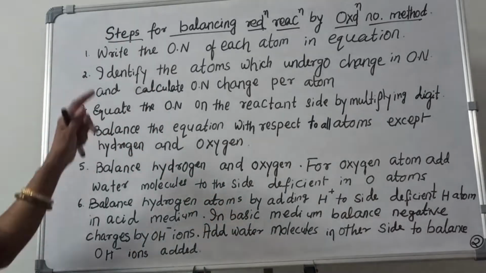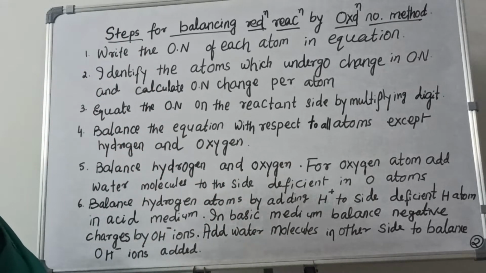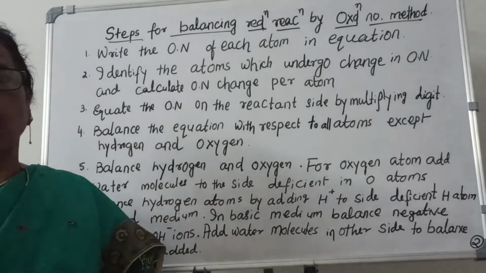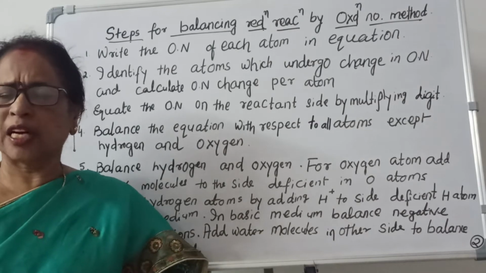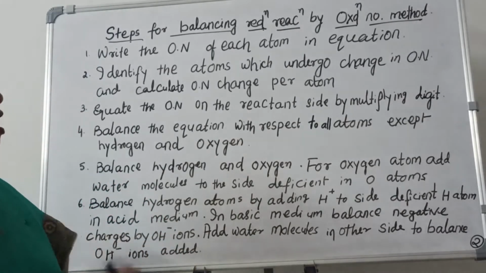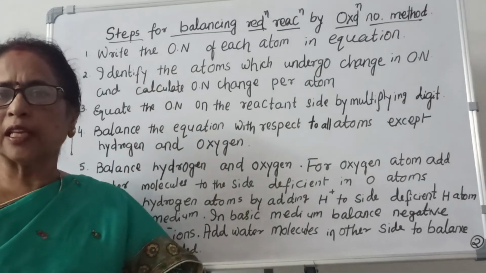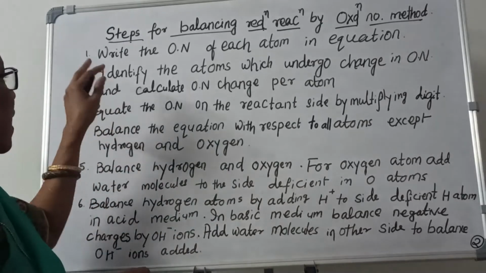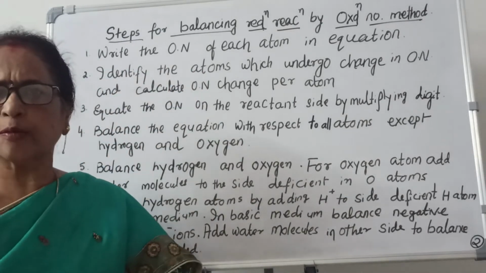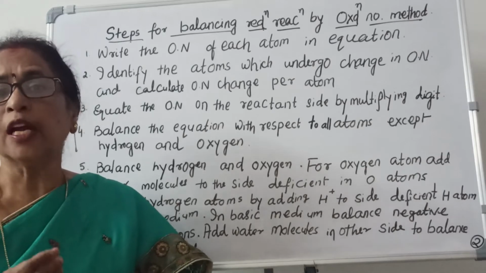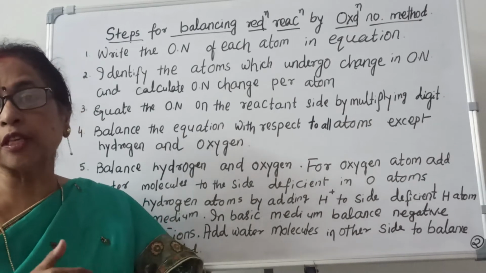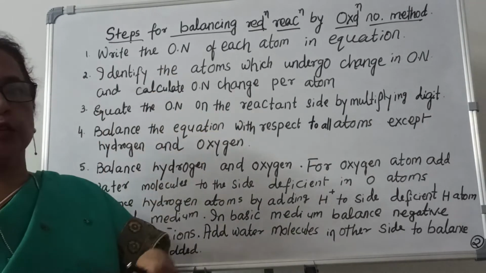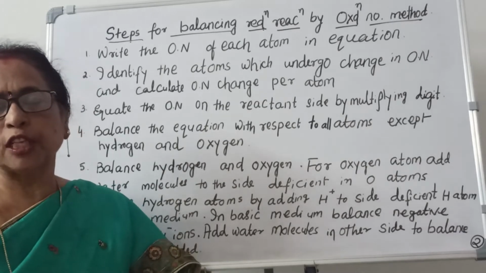Now see what the steps involved in balancing a redox reaction by the oxidation number method are. One is to write the oxidation number of each atom. There are so many types of atoms in a particular equation, so for each atom you will see what the oxidation number is and write it above that atom. Then identify the atoms which undergo a change in oxidation number. There are many elements, but particularly two or three elements undergo that change.